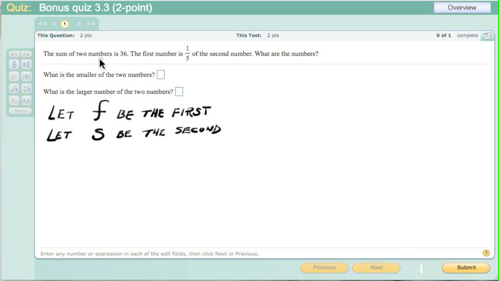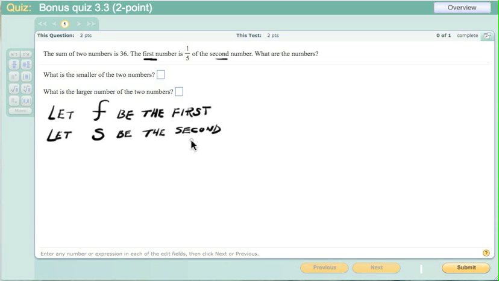This first sentence here is a simple sum. The sum of two numbers is 36. And let's keep reading. The first number is 1/5 of the second number. What are the numbers? So the second sentence is going to be another equation, but I wanted to show you that they are referencing the numbers as first and second. And so I went ahead and made these declarations. Let f be the first, let s be the second.